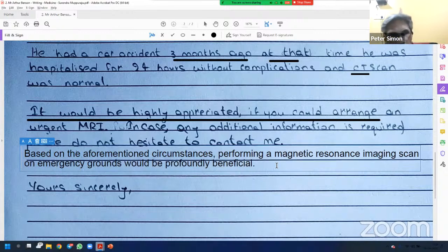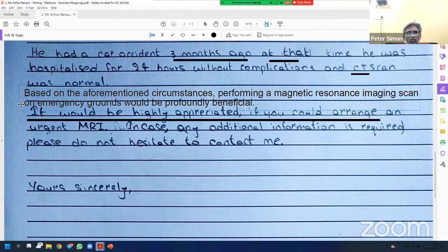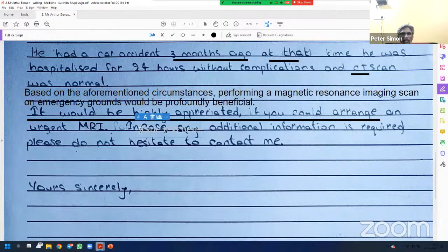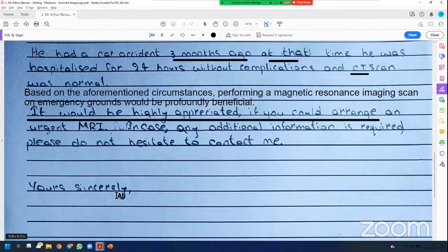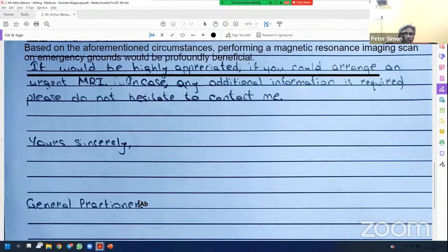See, I made a mistake. I did not put a C, but now I checked and I have put it. So mistakes anybody can do, so we have to correct them. Next one: In case, comma, any additional information, please do not hesitate to contact me. That is correct, so I did not correct it. I thought I had to add another sentence, so I put it there. In case, a gap should be there. Yours sincerely, general practitioner, 1, 2, 3. Okay, fine.